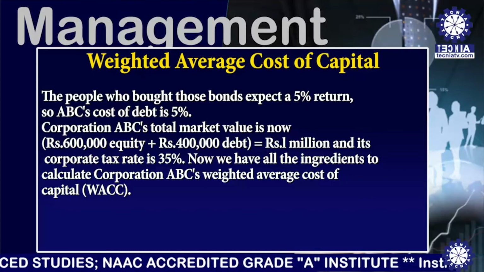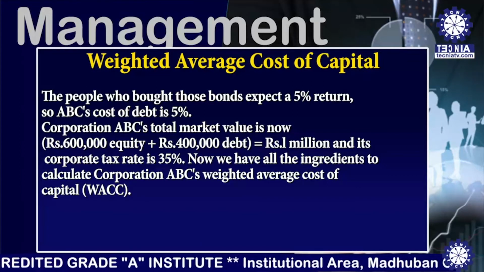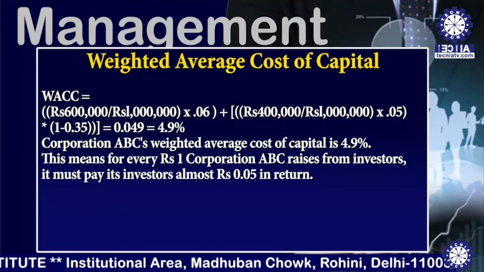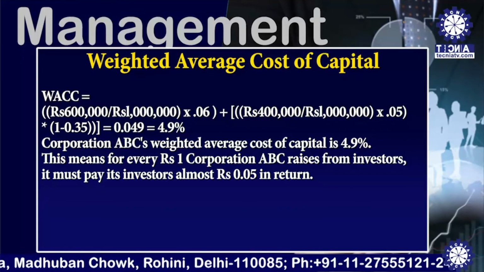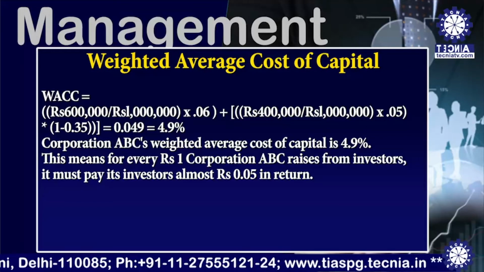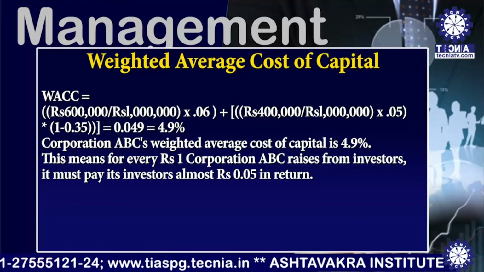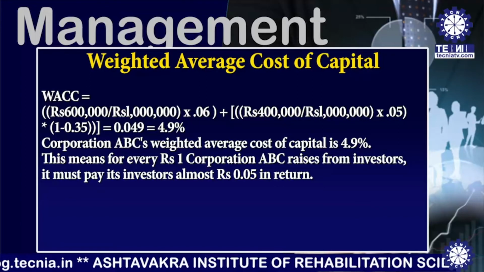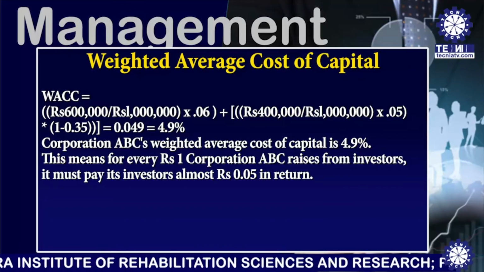Now, we have all the ingredients to calculate corporation ABC's weighted average cost of capital. Weighted average cost of capital is equal to 6 lakhs divided by 10 lakhs into 0.06, that is 6%, plus 4 lakhs divided by 10 lakhs into 0.05 into 1 minus 0.35. If you calculate, you will get 0.049, that is 4.9%. Corporation ABC's weighted average cost of capital now is 4.9%.